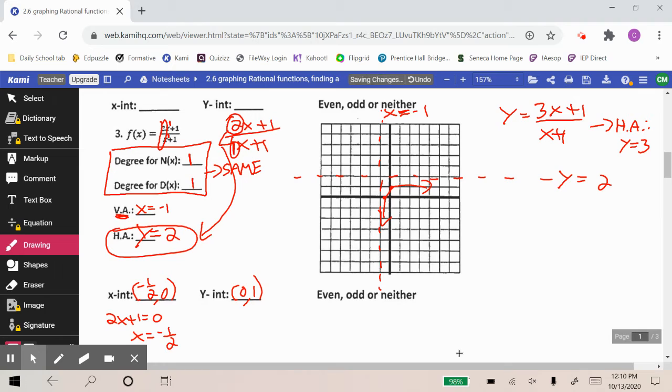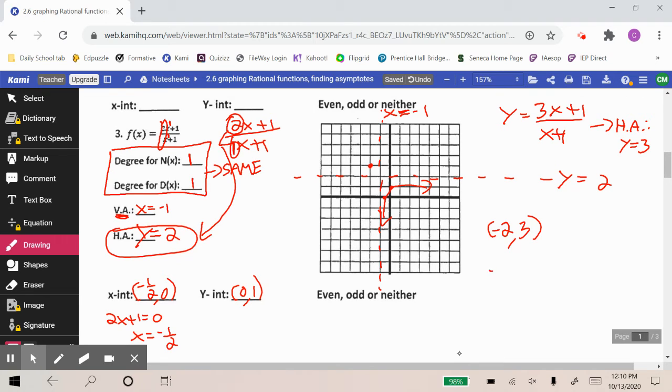Now, if you were to put one other point, I would probably go to the left of the VA. If I were to plug negative 2 into this, this is where you can plot additional points. If you plug negative 2 into this, I believe you would get 3. So at negative 2, we're up at 3.